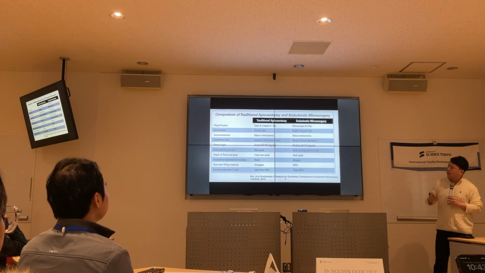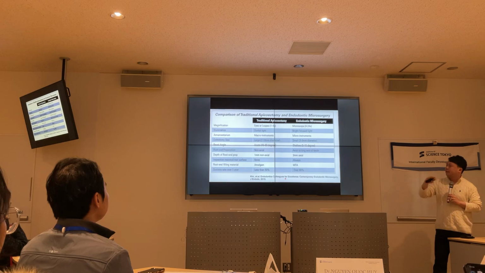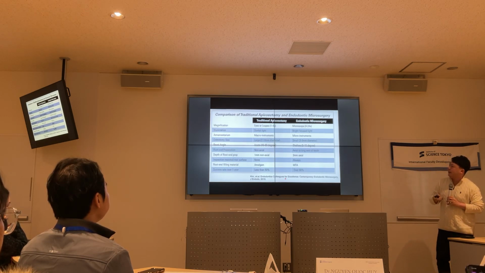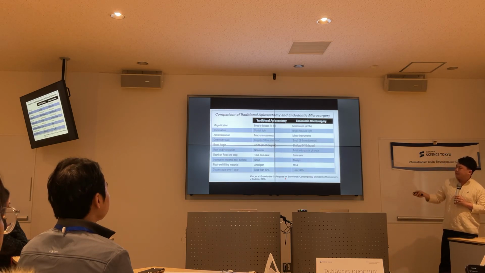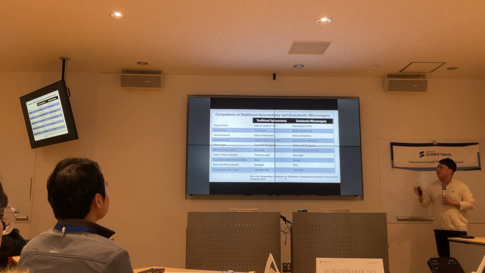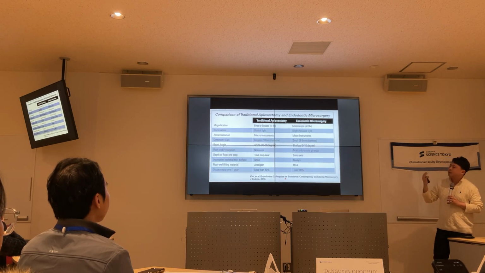Then we can always inspect the resected surface and the surrounding root area. Then root-end filling material is MTA or EBA cement. Then the success rate over 1 year is around 90%. These two concepts are almost completely different.